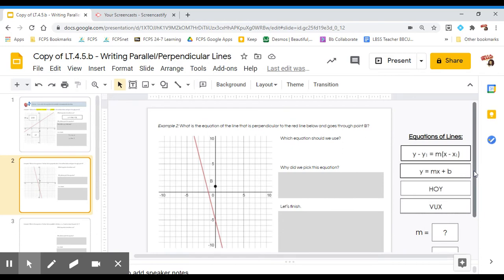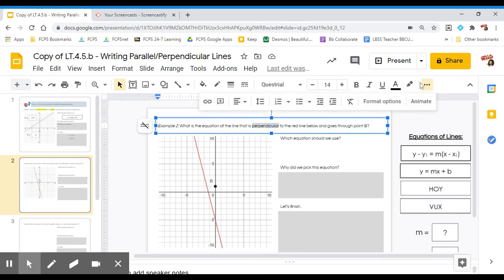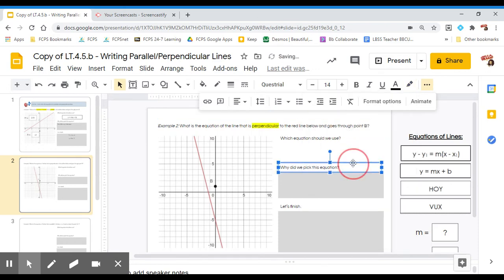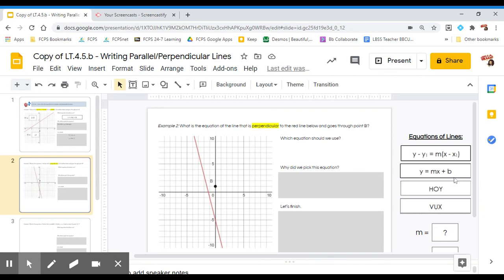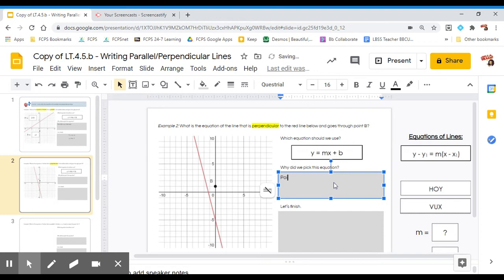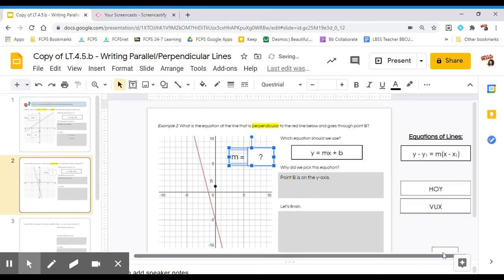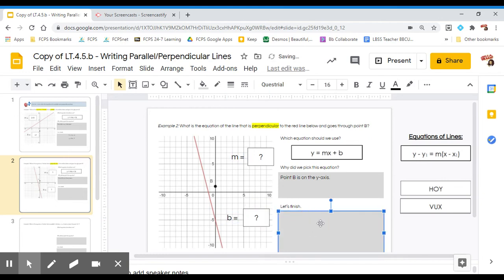Example 2, write the equation of the line that is perpendicular to the red line and goes through point B. Okay, so we are looking for something that is going to be perpendicular. So that should tell you something about its slope. When I look at point B, point B is on the y-axis, so it looks like we're going to be using slope-intercept form again. Okay, so we need to figure out what our slope is going to be and what our intercept is going to be.